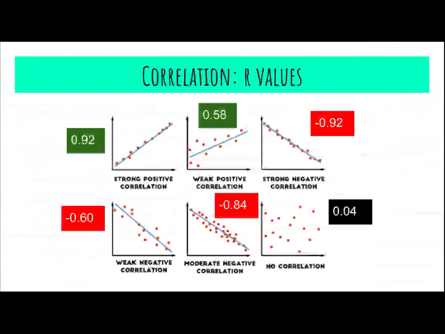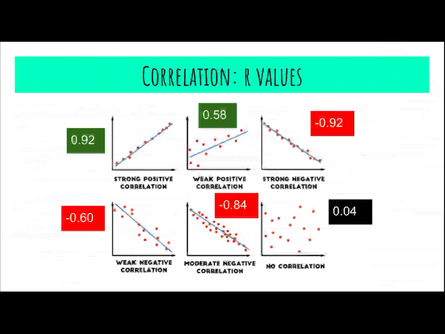On the bottom row, we see a weak negative correlation and a moderate negative correlation. Again, these are negative because as one thing goes up, the other goes down. But the bigger the number is, the stronger the correlation is.